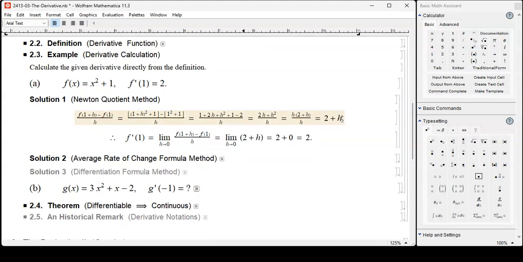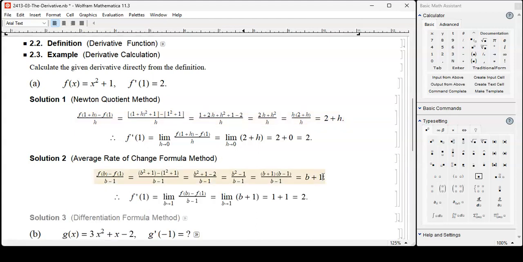So Newton quotient and simplify. We have a 0 over 0 type limit. Do your computation. Or you can use the average rate of change formula too. f of b minus f of a. Here a is 1. And then simplify. Again, you get 0 over 0 type limit. Factor and simplify. Once you get the trivial limit, plug in and do your computation. Either way, you get the same thing.